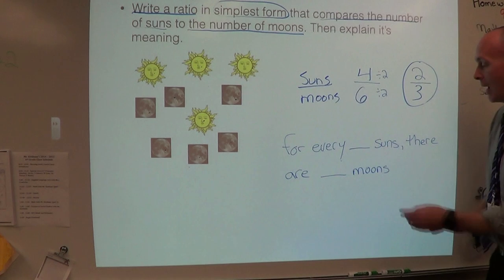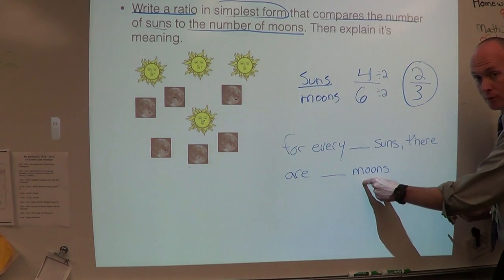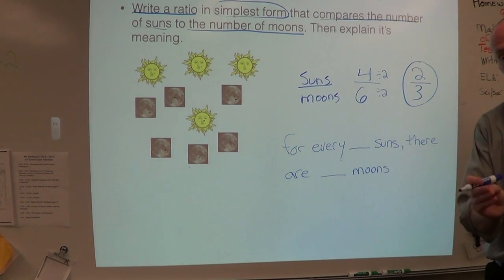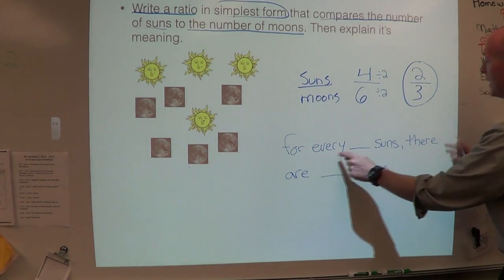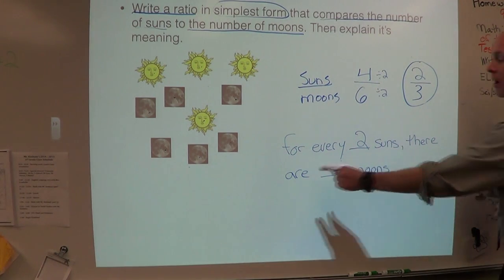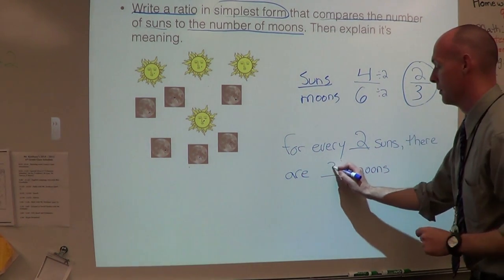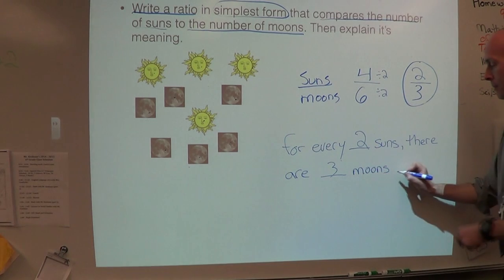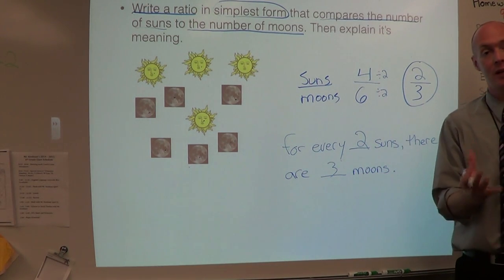Okay? Notice I put suns first and then moons. So now we just have to fill in what those blanks are. For every 2 suns, there are 3 moons. Perfect. We just explained what the ratio means.